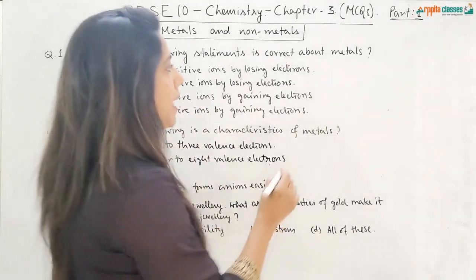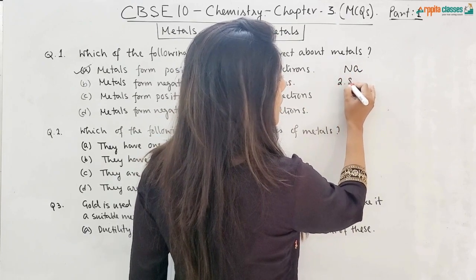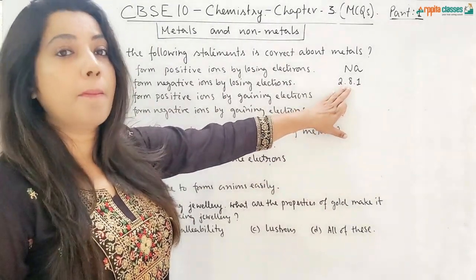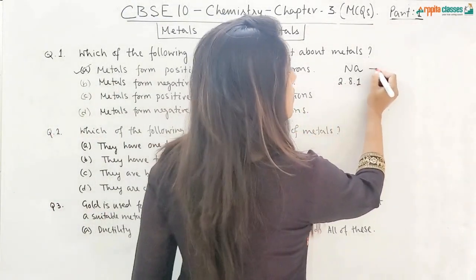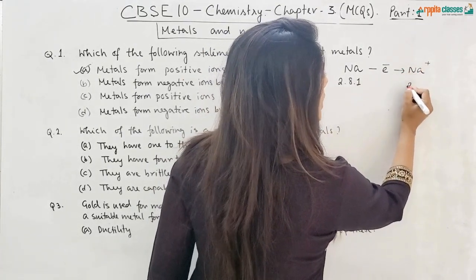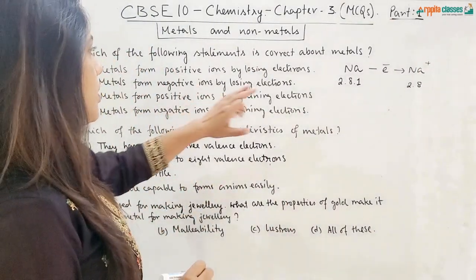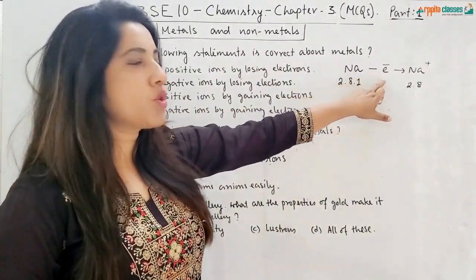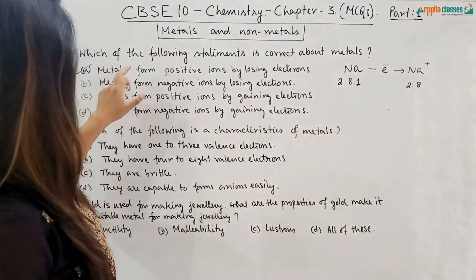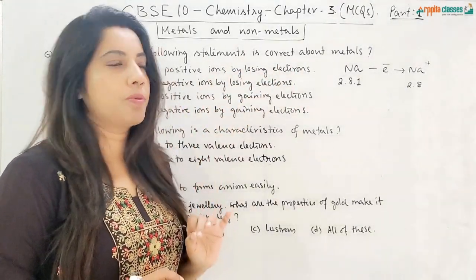Let us take one example of sodium. We know that sodium is a metal whose electronic configuration is 2, 8, 1. So to get its octet complete, sodium will be losing one electron and will convert into Na+, whose electronic configuration will be 2, 8. So what did we see here? We saw that sodium lost one electron to convert into positively charged ions. So here, metals form positive ions by losing electrons is the correct option.